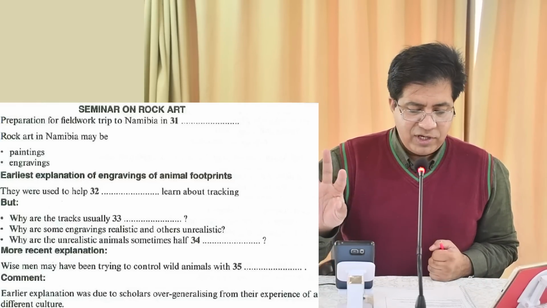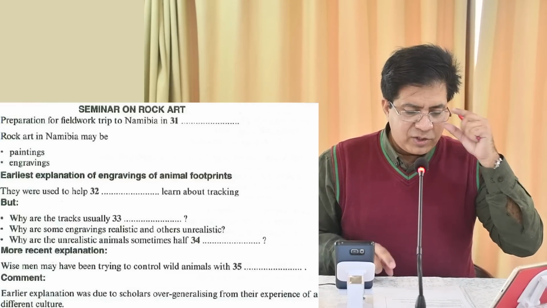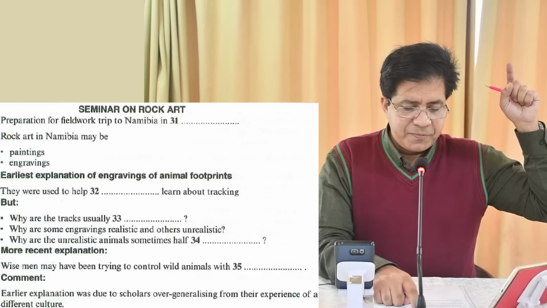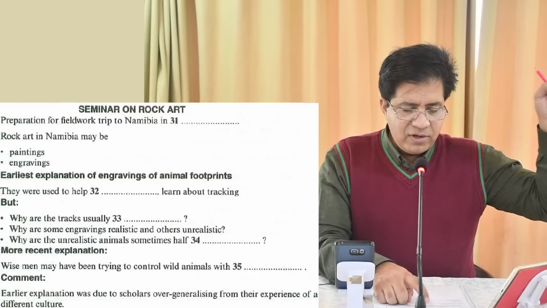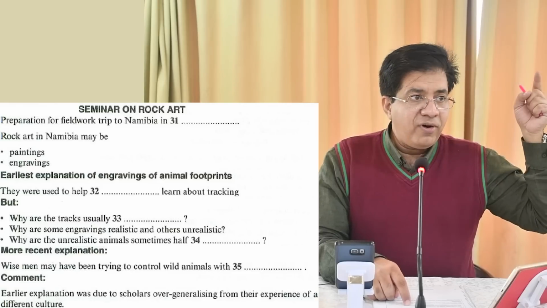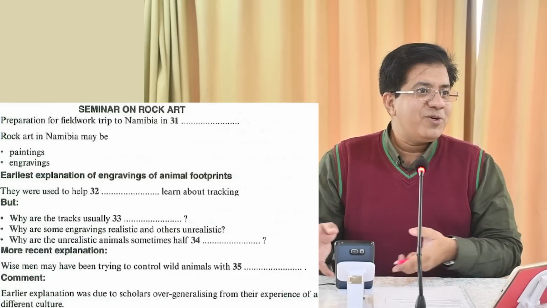And the answers are going to be very simple. Have you noticed question number 31? What is the answer? April. 32? 33? 34? Human. 35. We are going to do it now.